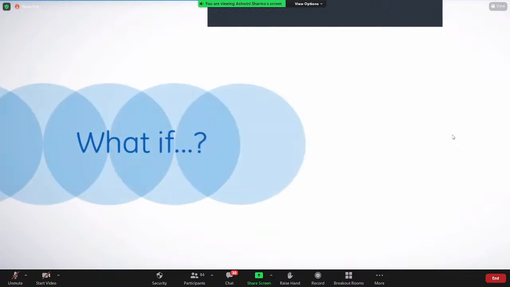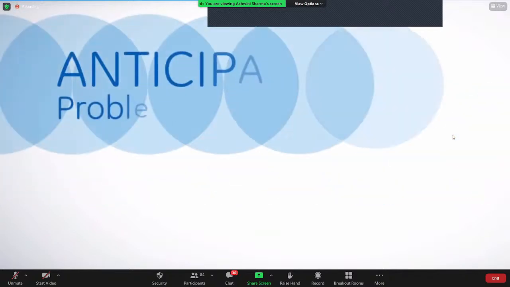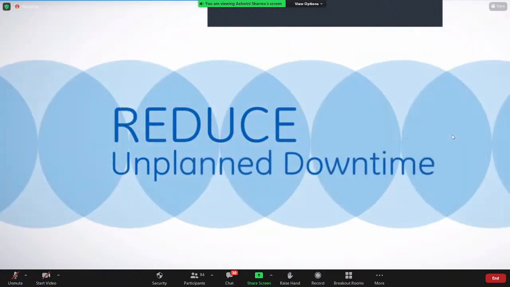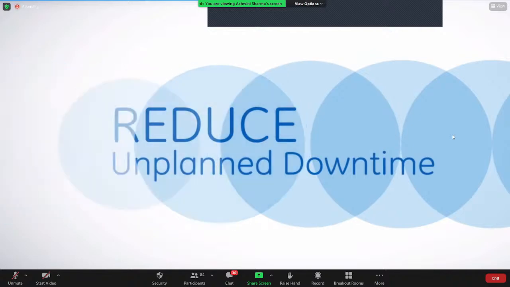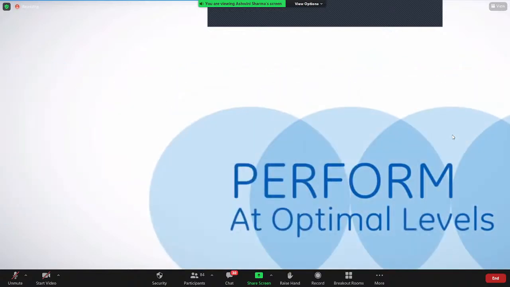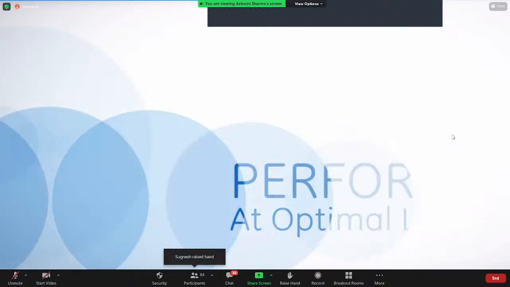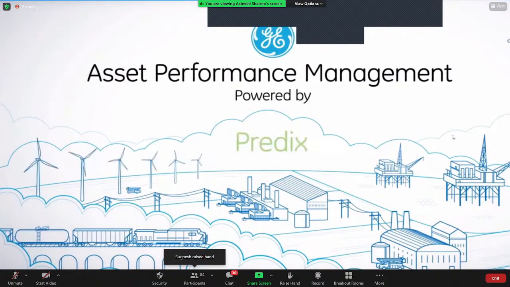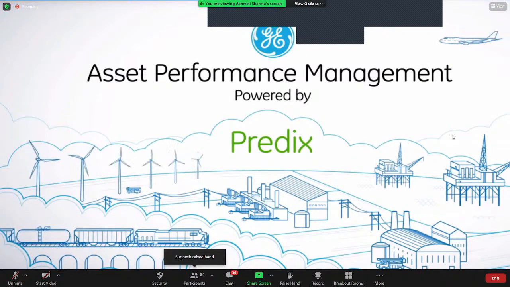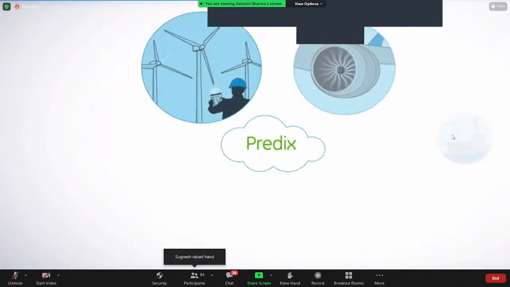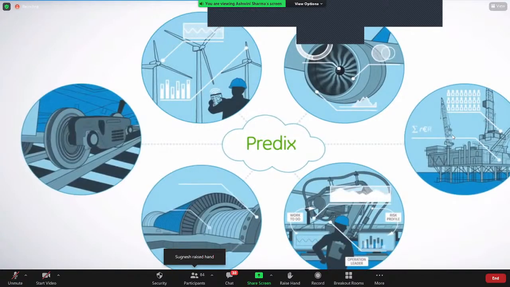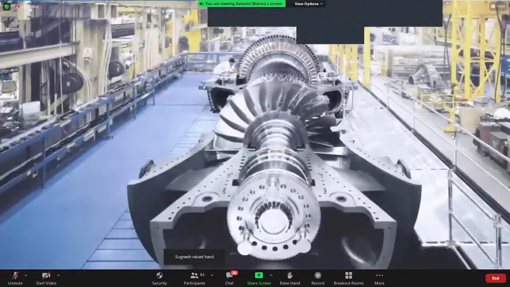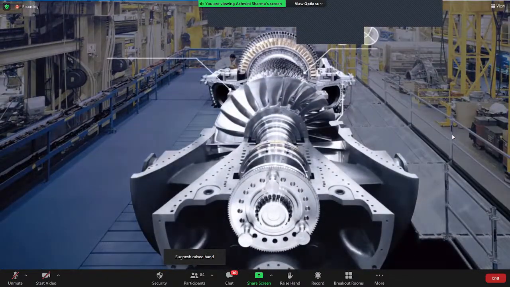There's great power in what if. What if you could anticipate problems before they occur? What if you could reduce unplanned downtime? What if every machine, all your equipment, was performing at optimal levels safely and securely? What would that look like? Welcome to GE's Asset Performance Management suite of solutions powered by Predix. GE's cloud platform purpose-built for the unique volume and velocity of industrial data and analytics. Here's how GE APM works. To get started, just get connected.